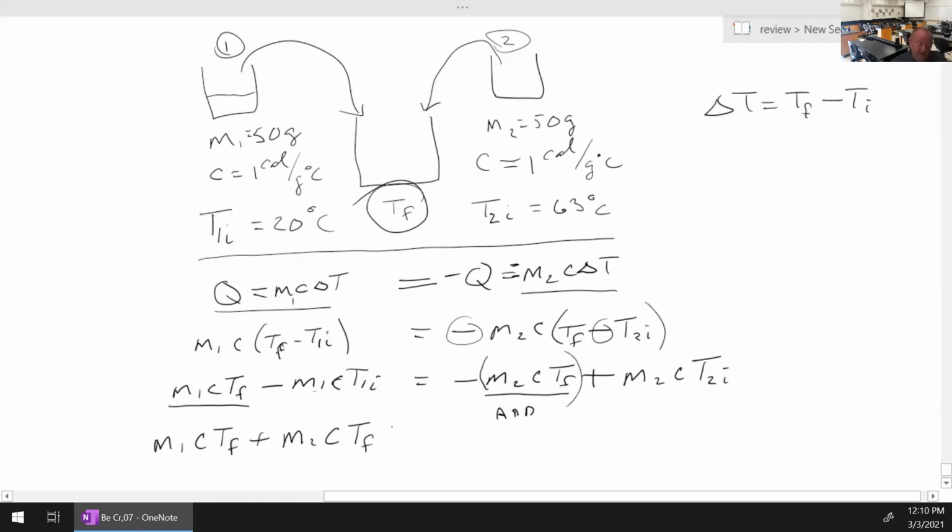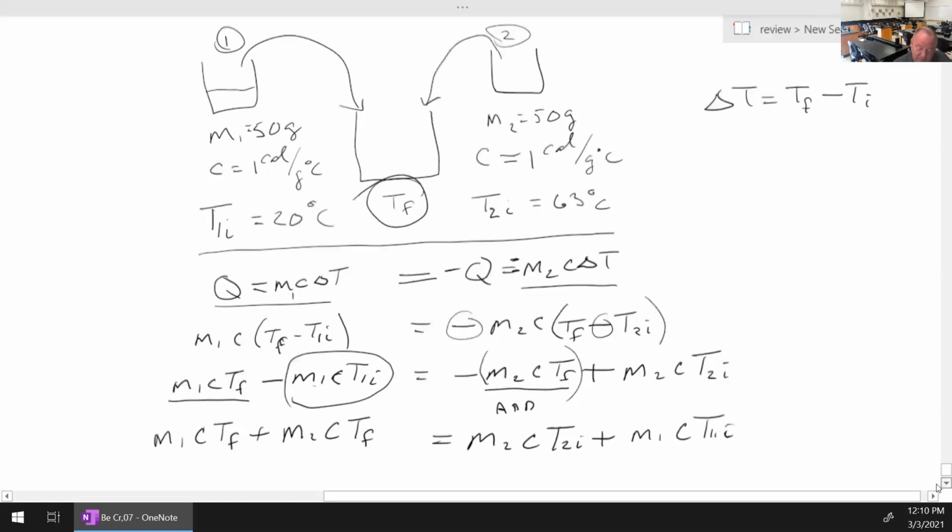All right. Now, similarly, I want to get everything that's not TF away from the left side. So I'm going to take this, and I'm going to add this to both sides. So what am I left with on the right side after I added M2C TF to both sides? Well, I have M2C T2 initial. And I'm going to add the thing circled on the left, M1 C T1 initial.